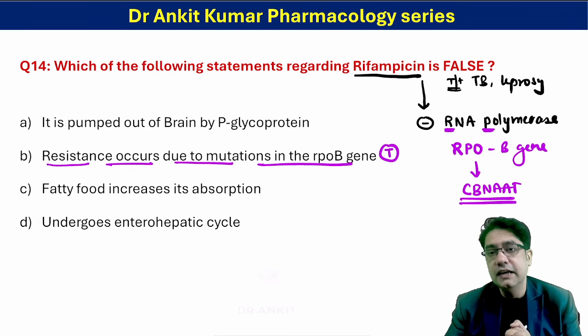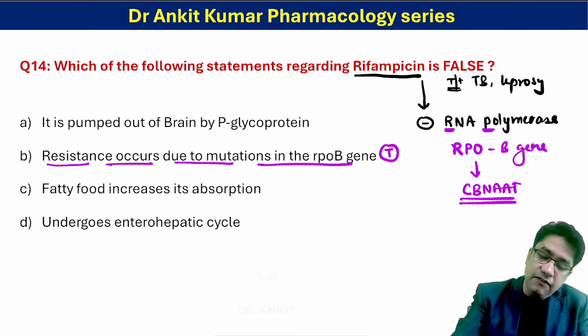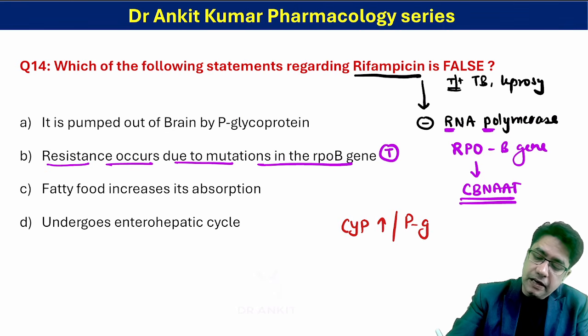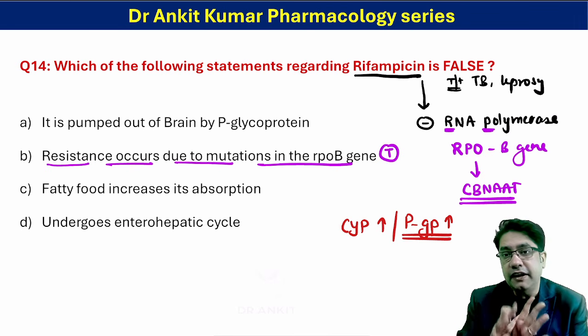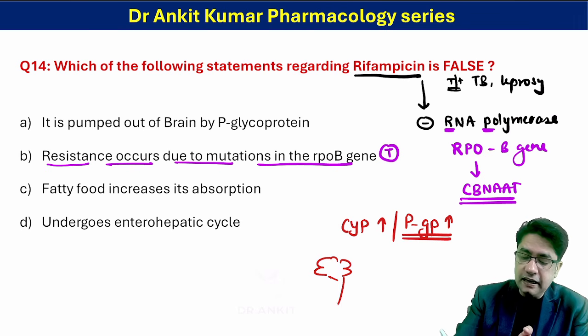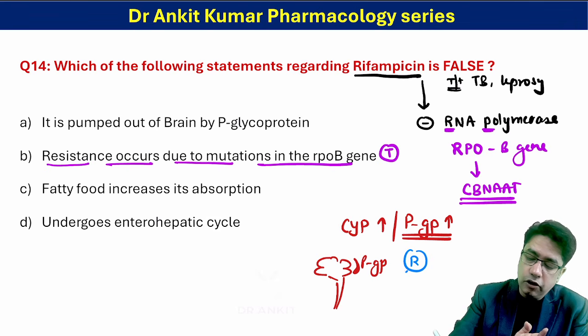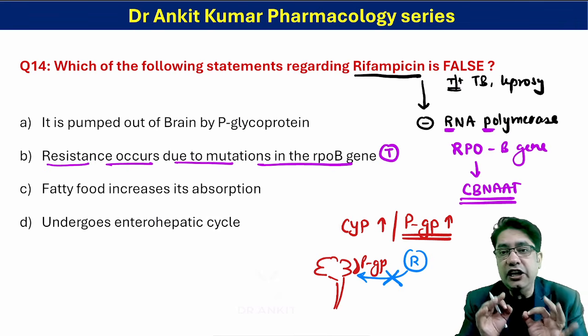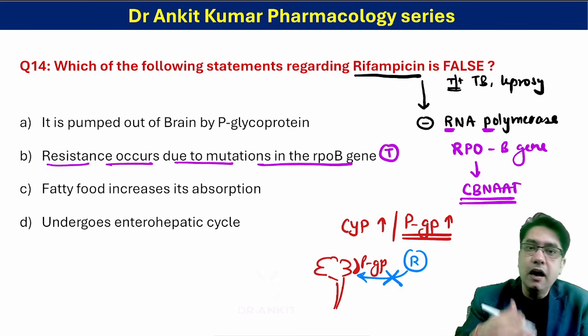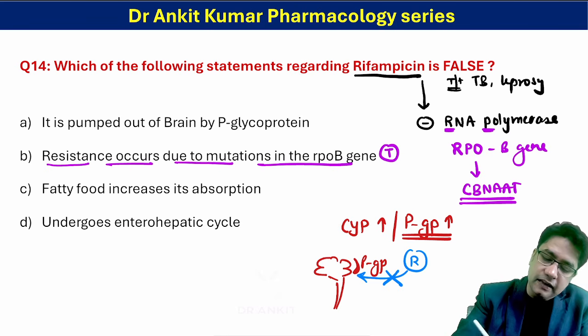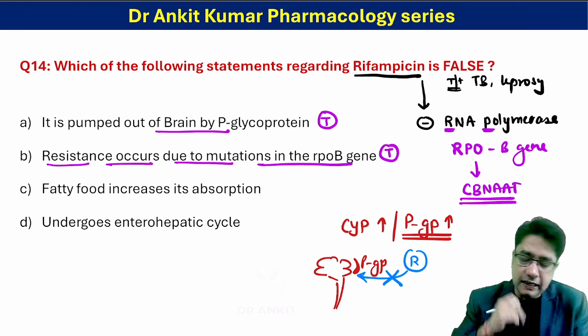Now we have discussed that rifampicin is a CYP enzyme inducer, and it is also a P glycoprotein inducer. And P glycoprotein is a protective transporter which is present in the blood brain barrier. So any drug which is identified by P glycoprotein will be pumped out of the brain. P glycoprotein makes the blood-brain barrier. The answer is true. We have discussed it many times.